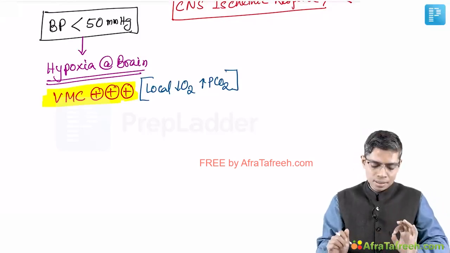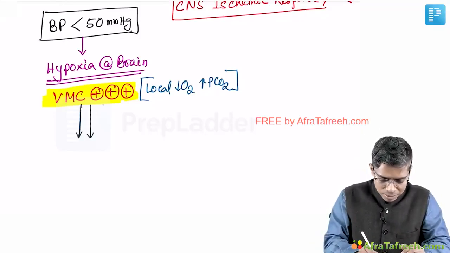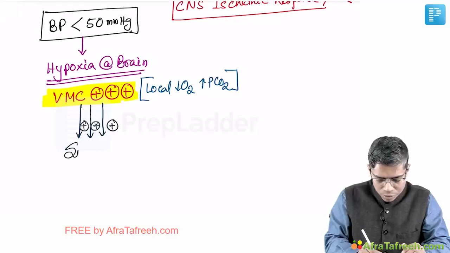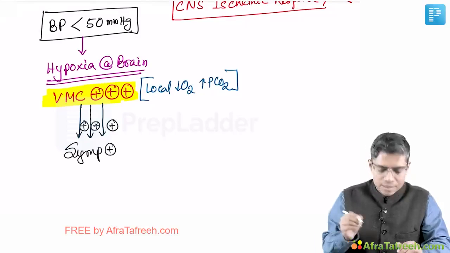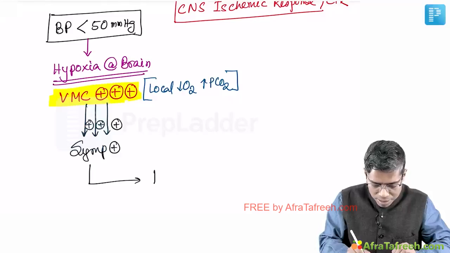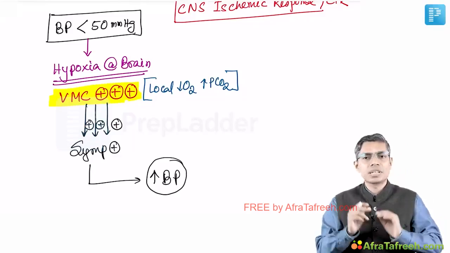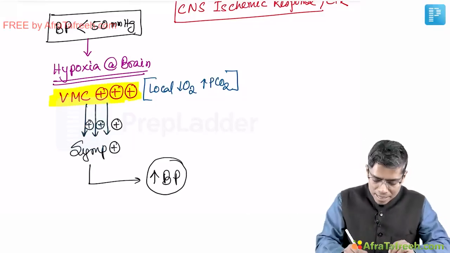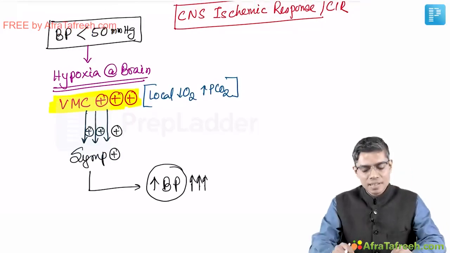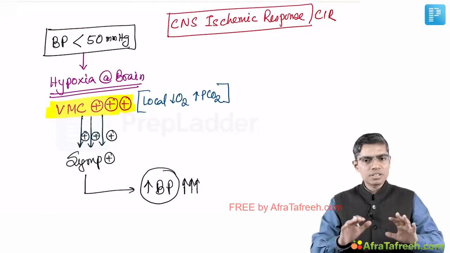Whenever your RVLM is strongly activated, it is going to cause a strong activation of the sympathetic system. Sympathetic system activation means what will happen? It will try to increase your blood pressure to a very high level. And that's why I told you that this is the second most potent mechanism for controlling your blood pressure. And what is that? That is nothing but your CNS ischemic response. Getting my point? So this is very simple.